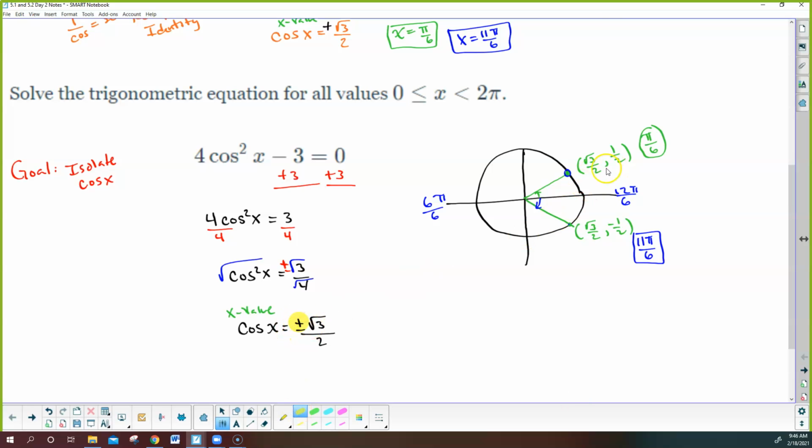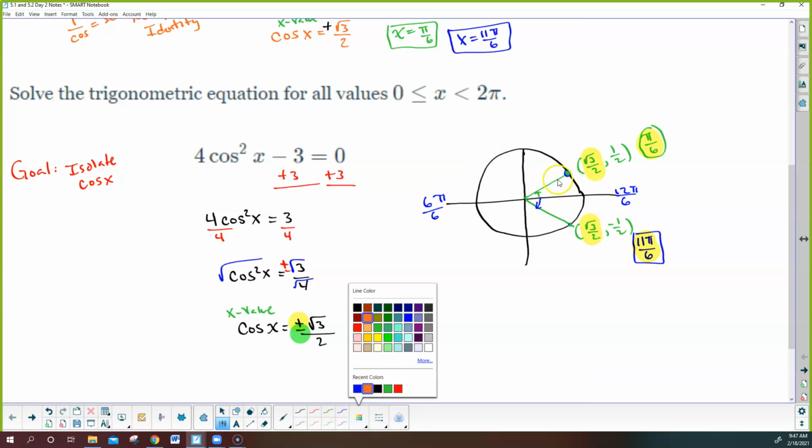And let me see if I can creatively do this. So I get one answer in the first quadrant. I get another one where cosine is positive square root 3 over 2. So I have 2 answers from the plus. And then if I do the minus is when the x value is negative, which means I'm moving to the left. So I'm going to have 2 more answers right here and right here. Or just reflecting that over.